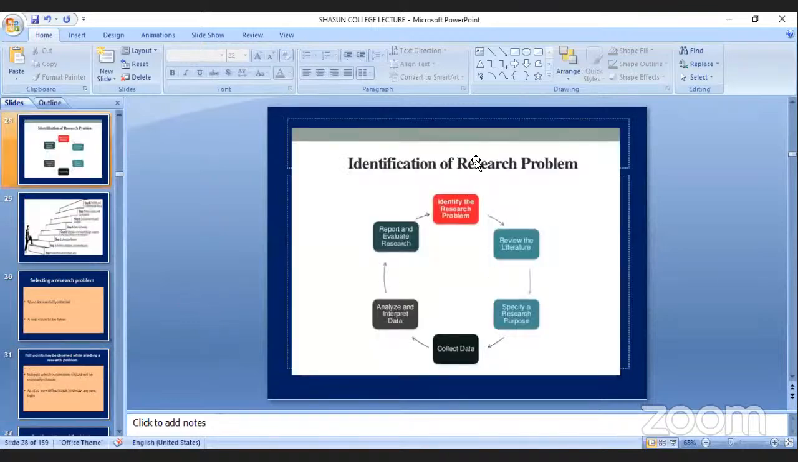So identification of the research problem is very, very important. As I told you, you identify a problem, then you do a review of literature, then you specify the purpose for doing this particular research. Then you collect the data. As I told you, you do primary data, secondary data, whatever it is. Then after collecting the data, you analyze the data, you interpret the data, and then you give an evaluation report. This is how you do your entire research.